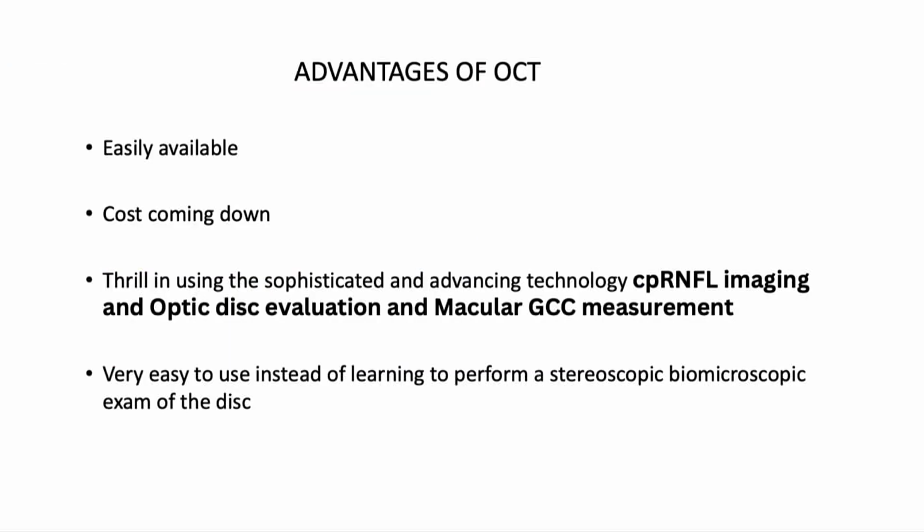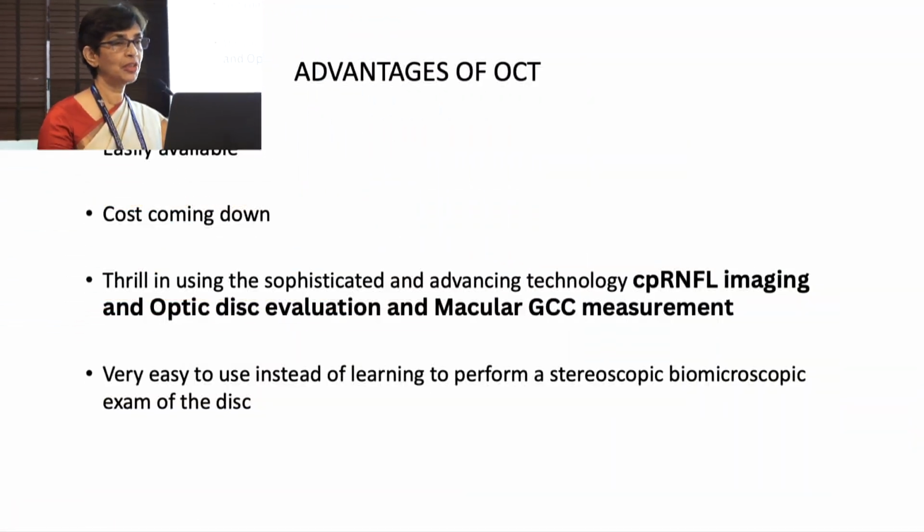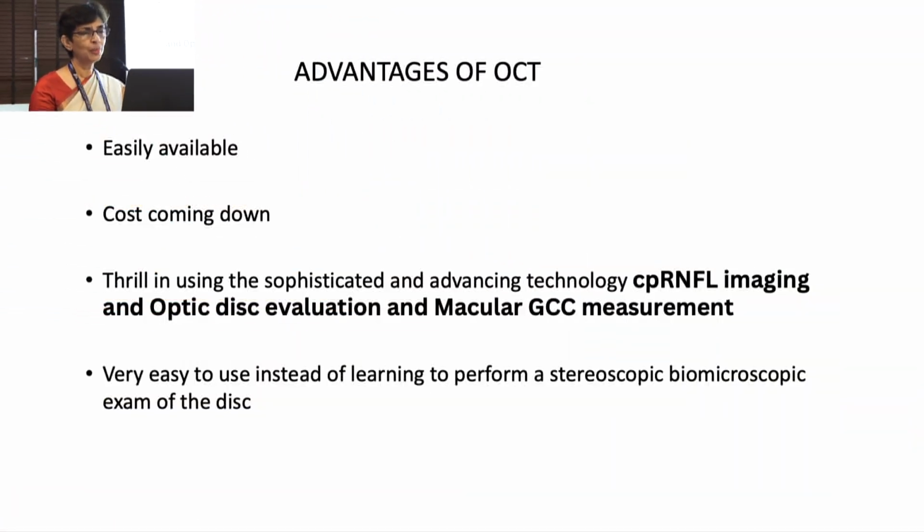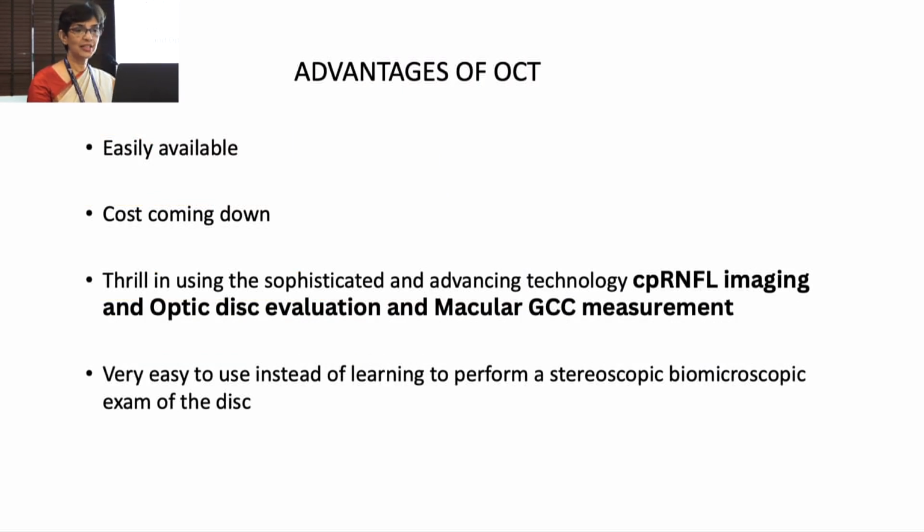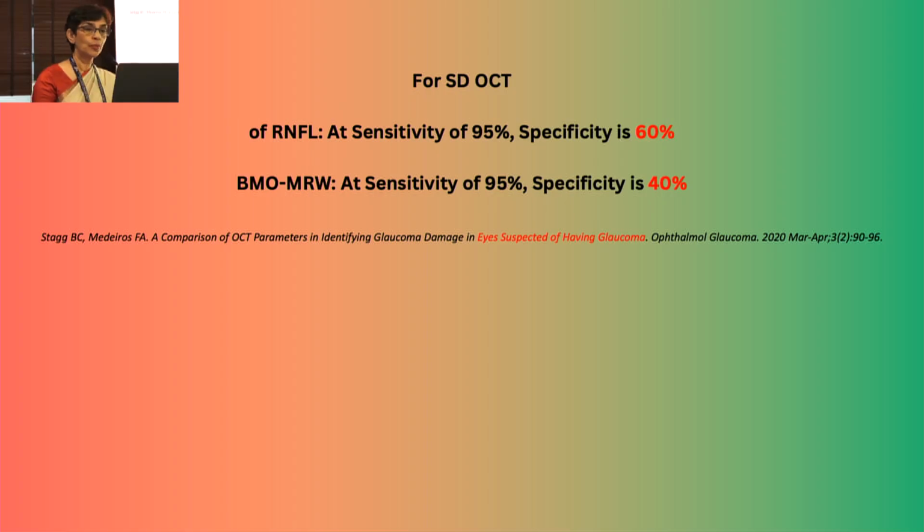The OCT machine is very easily available in most eye hospitals. There is a thrill in using this sophisticated and very rapidly advancing technology, both for the patient and for the ophthalmologist. And most importantly, it is very easy to use. So, with all these advantages, there is a real temptation for the doctor to use that color-coded printout to make a diagnosis of glaucoma. And it is here that we should be aware of its limitations.